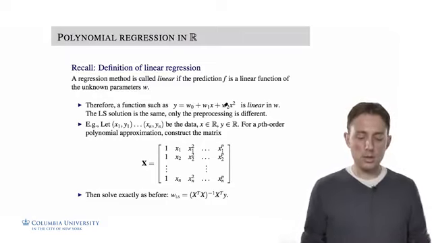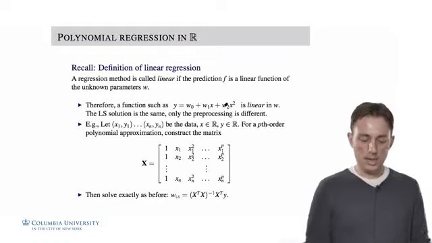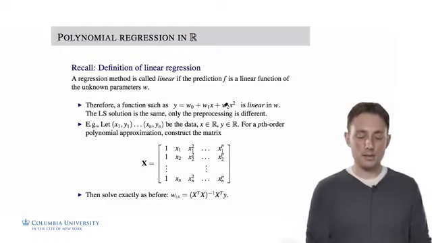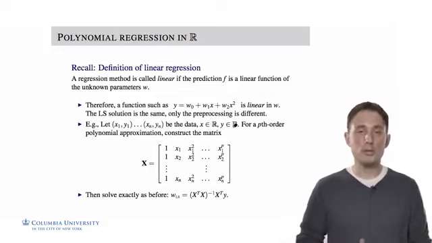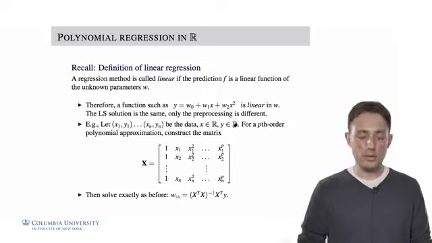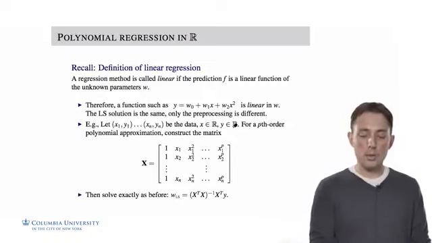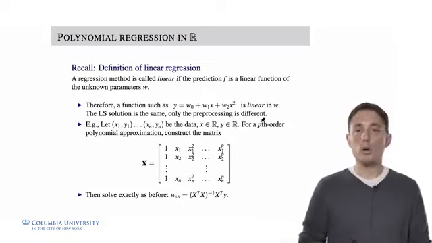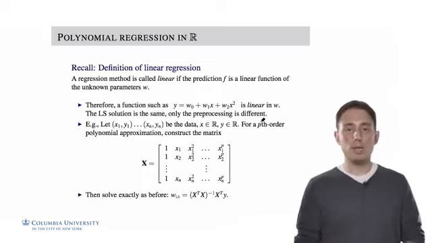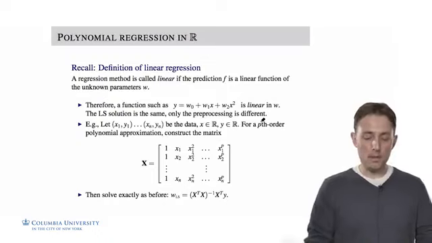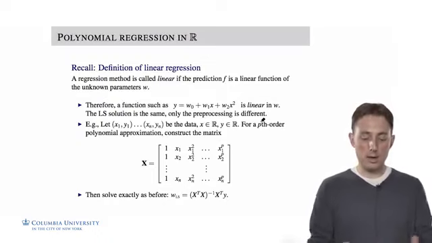So let's look at a simple case of data x coming in R. So we have one-dimensional inputs, and we're using that to predict a one-dimensional output. This is exactly like the previous slides we've been looking at. And we want to learn a pth-order polynomial approximation of the relationship between the input and the output. So very quickly, let's look at how we can do this.